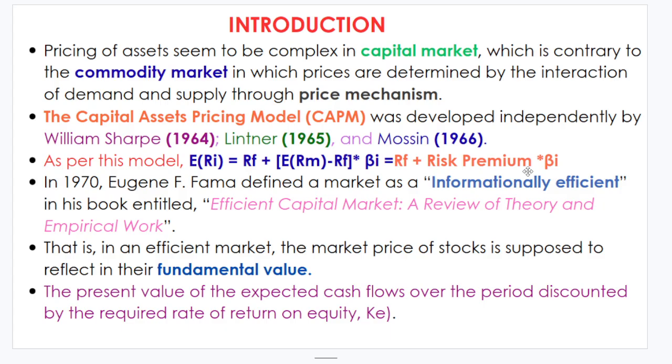You could connect this concept to the capital asset pricing model too: in an efficient market, the market price of the stock is supposed to reflect its fundamental value. The fundamental value is simply the present value of expected cash flows discounted by the required rate of return on equity. You can say that is the intrinsic value of the stock. Here Ke is the cost of equity capital, and by using the capital asset pricing model, you could find the cost of equity capital.